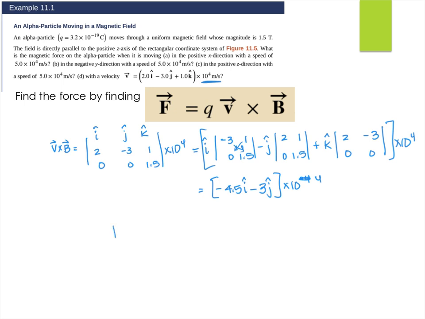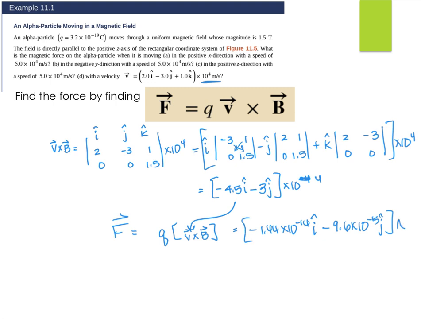And then to find the force, I just take this and multiply it by q. And this gives me minus 1.44 times 10 to the minus 14 i minus 9.6 times 10 to the minus 15 j. And that, of course, is expressed in newtons.